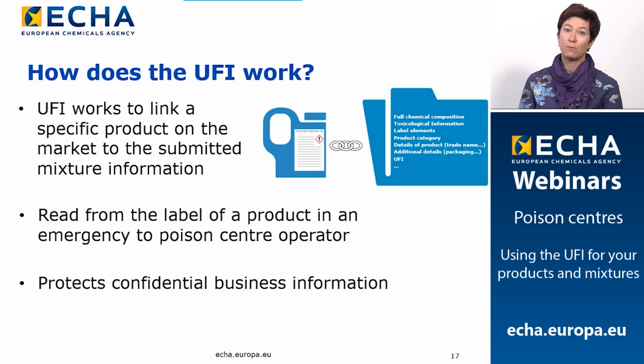The UFI works to make a link between a specific product on the market and the information submitted on the mixture that product contains. It is on the label of the product, so it can be read out to a poison centre operator in the event of an emergency call. But the UFI itself does not reveal any confidential business information about the mixture, and only poison centres will know what that UFI is linked to.